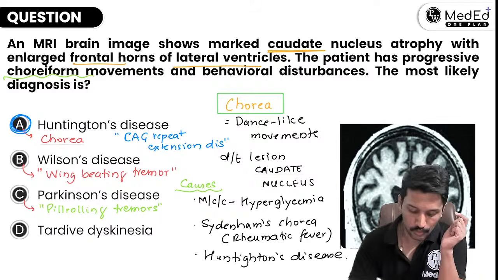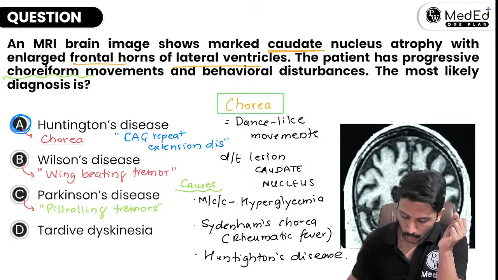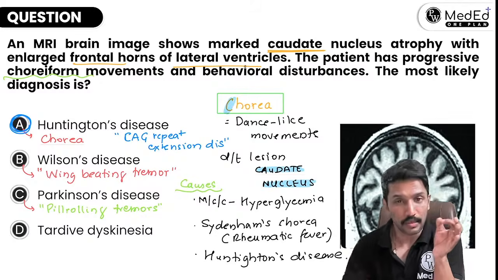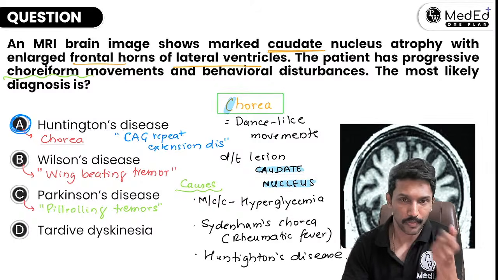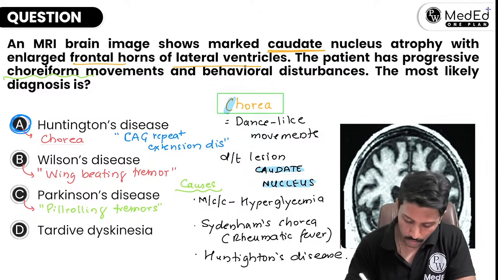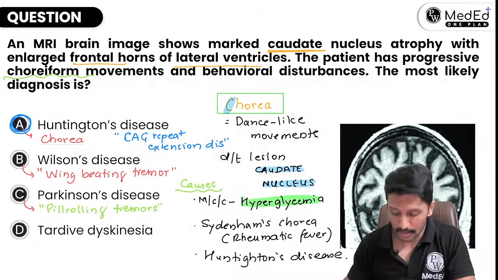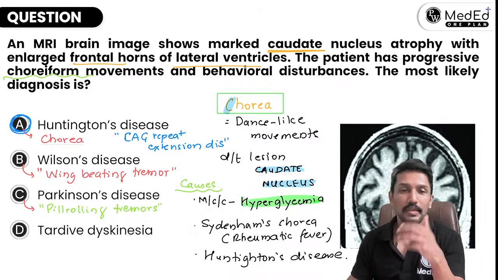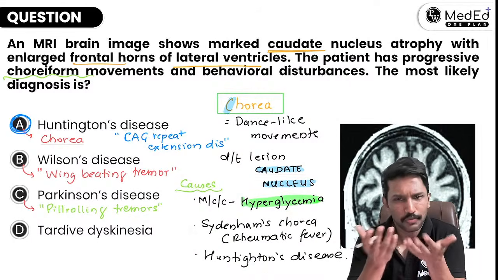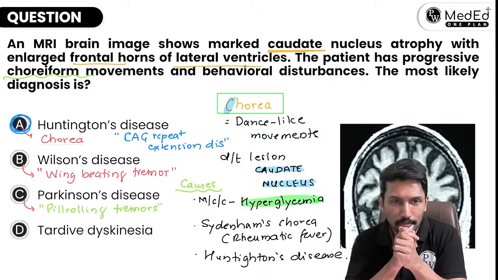What are the additional MCQs we're expecting from this topic? What is the site of lesion in chorea? The site of lesion, C for C, caudate nucleus for chorea. Second, they will ask you what is the most common cause. It has been asked multiple times in the INI-CET. So again, it might be asked. The most common cause is hyperglycemia, right? Apart from that, you should be aware about Sydenham's chorea.